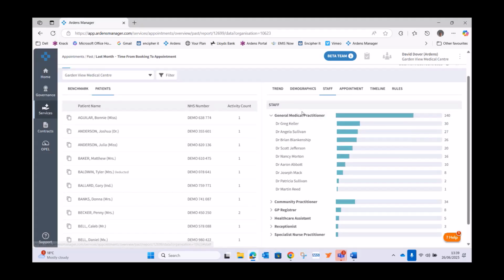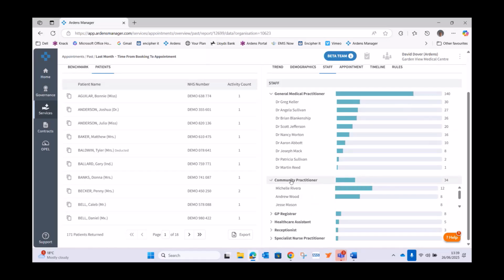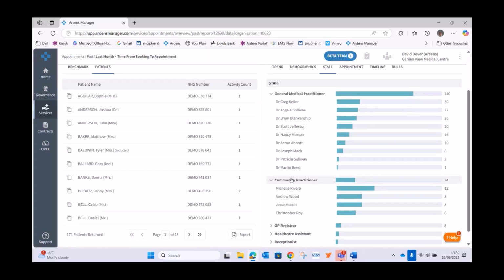What is the makeup when it comes to my GPs, to my partners, to my salaried GPs, and so on. So again, I can break that all down and see where the workload is, rather than potentially having to create 999 different reports and different searches within SystmOne or within EMIS Web. I've also got information now.